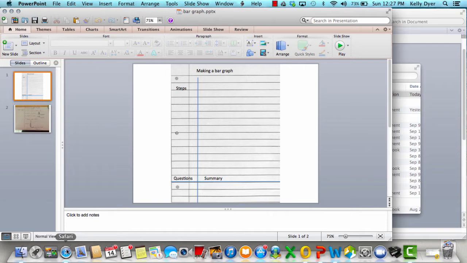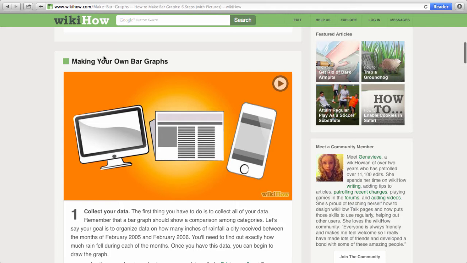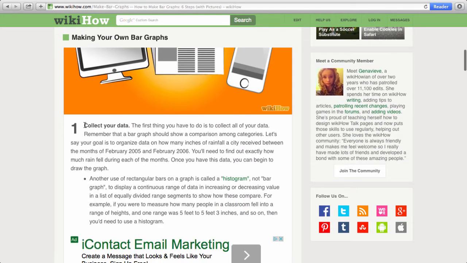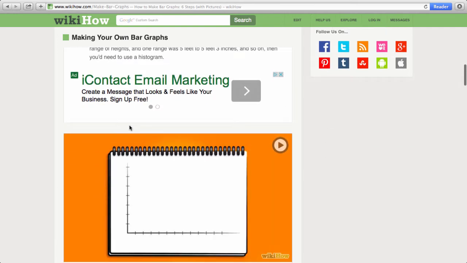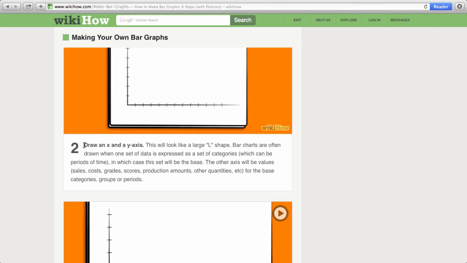Okay, so now that you have your notes set up, we're actually going to look at how to set up a bar graph. So the first thing that you do is you collect your data. We've already collected data, or we will be collecting data in class. That's the very first thing you do. So on your notes, write number 1 and just write collect data.